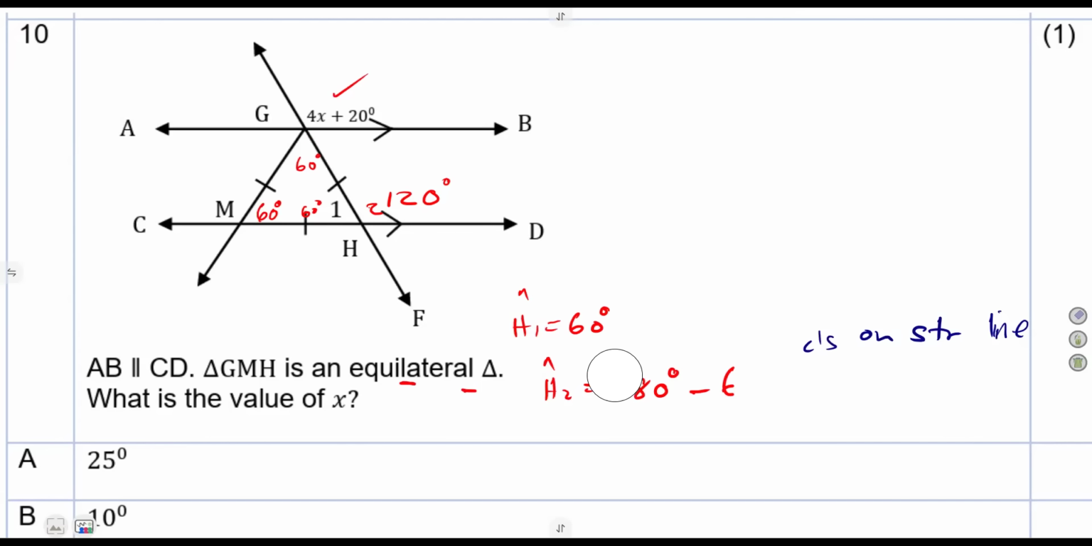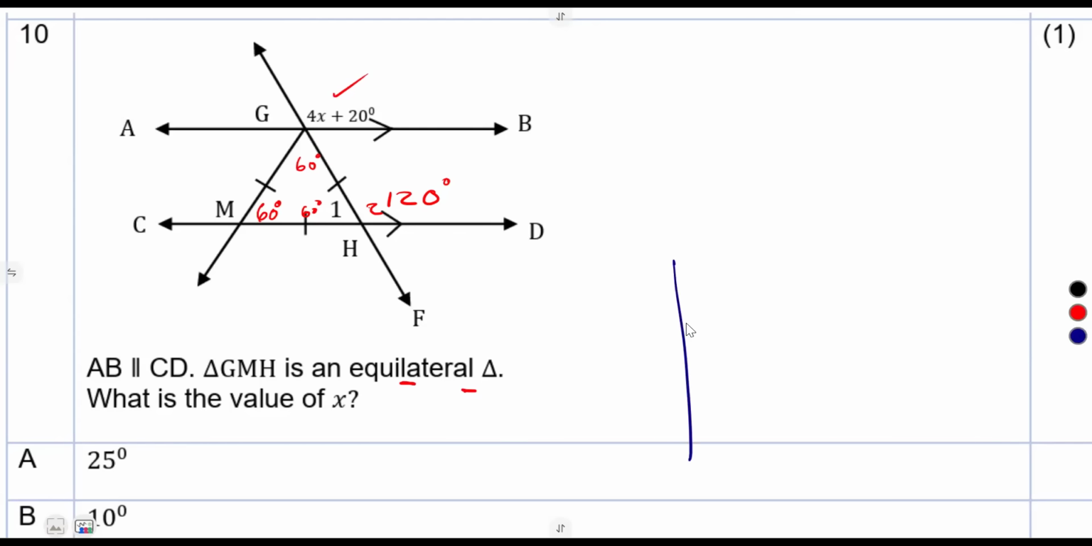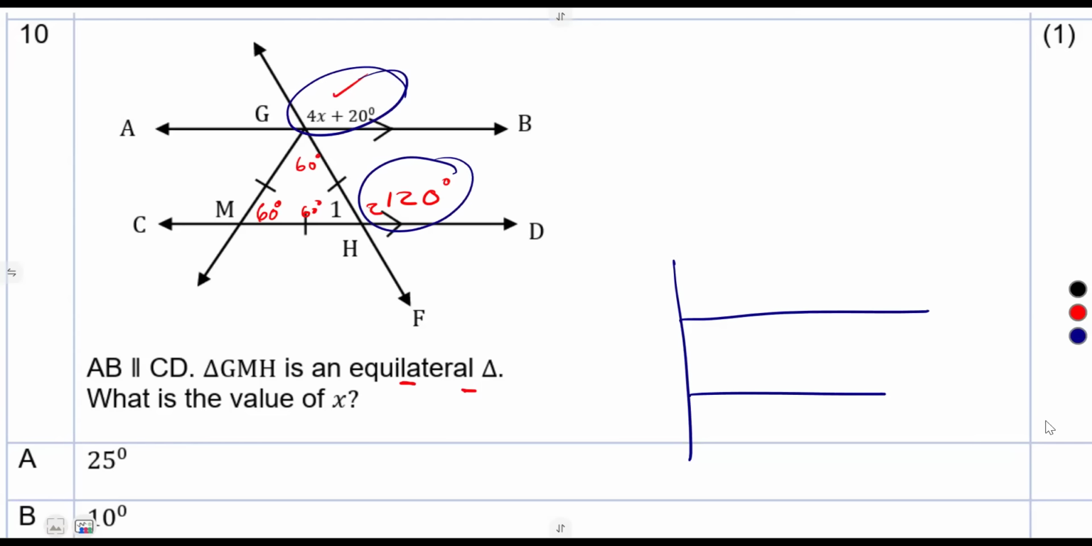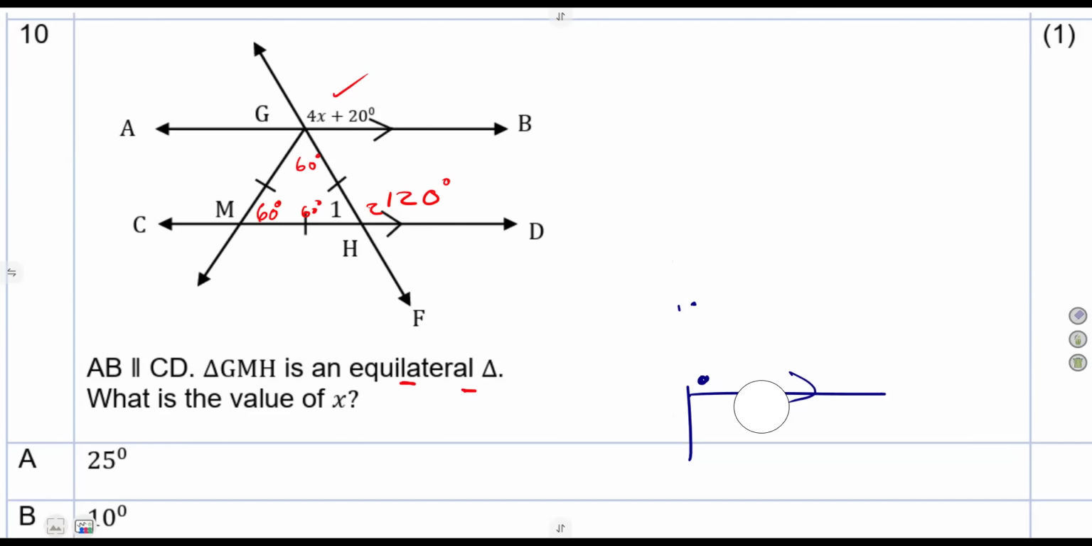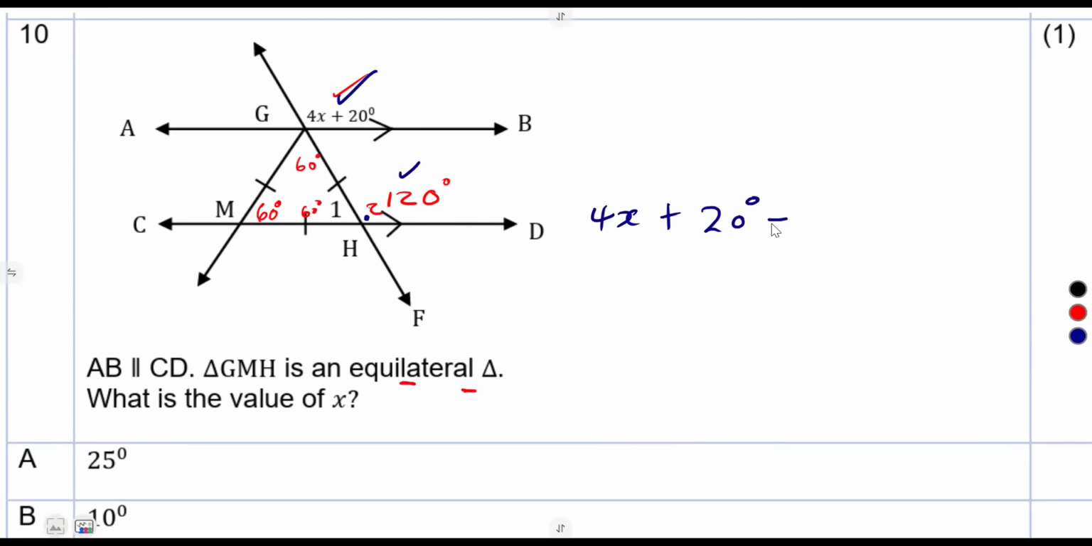Why? Because we do understand that if two lines are parallel, what is happening on 4x plus 20 and 120 degrees is the condition of our corresponding angles. One is inside, one is outside, corresponding angles, and we do understand that they are equal. So that is what we're going to do. 4x plus 20 and the 120 degrees, which is our H2, they are exactly the same. They're equal. It's an equation.